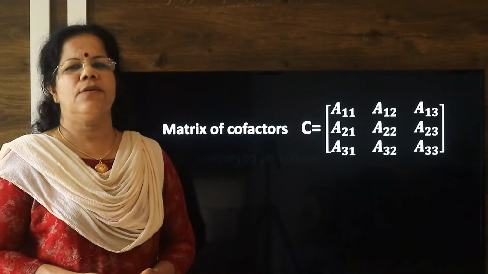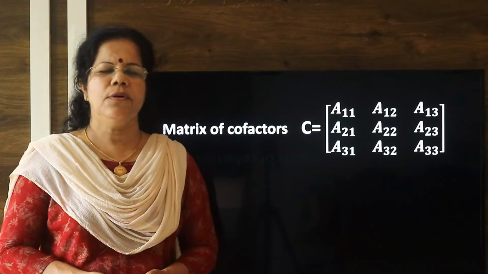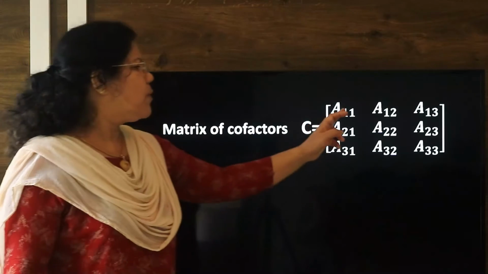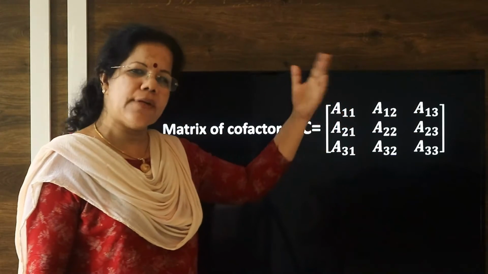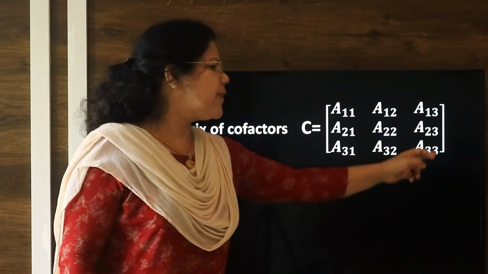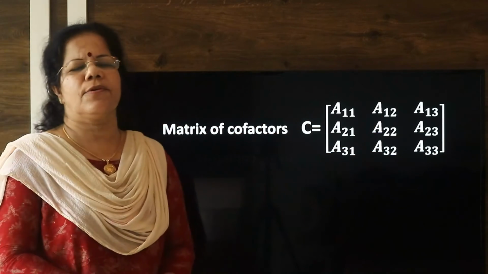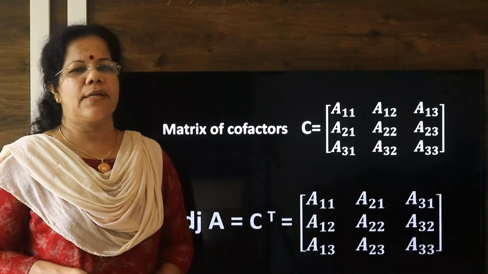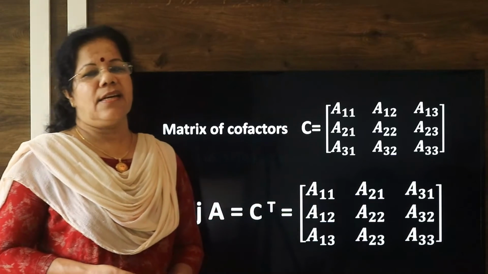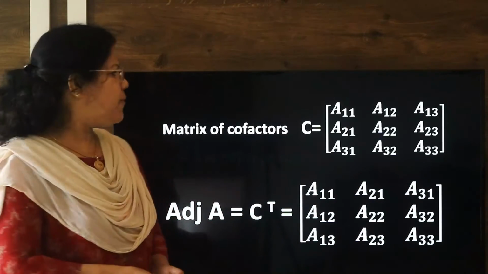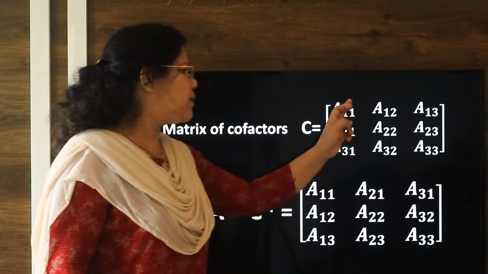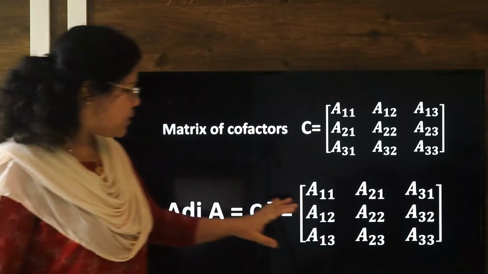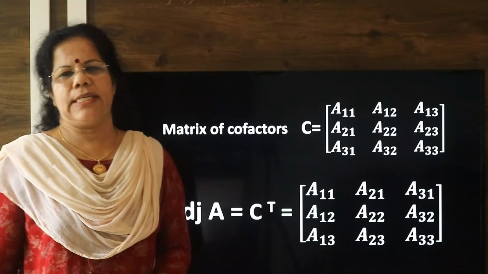So first the matrix of cofactors C is equal to a matrix of, what are the elements you see? It is all cofactors. Cofactors of element a11 and so on, all the cofactors are written, so it is the matrix of cofactors. Then what is adjoint A? It is the transpose of the matrix of cofactors, that is C transpose. A11, A12, A13 become the first column. Second row becomes second column, third row becomes third column. So this is the definition for adjoint A.